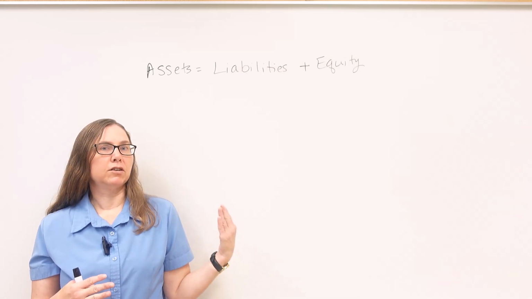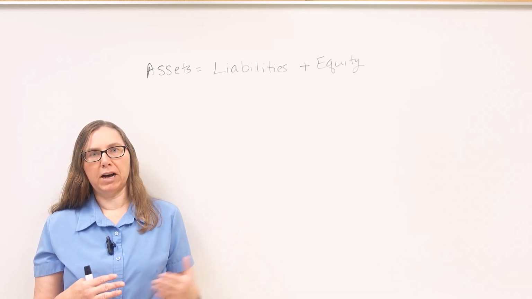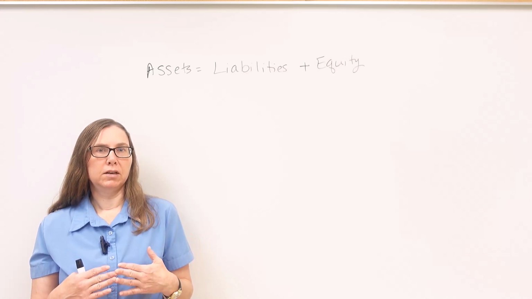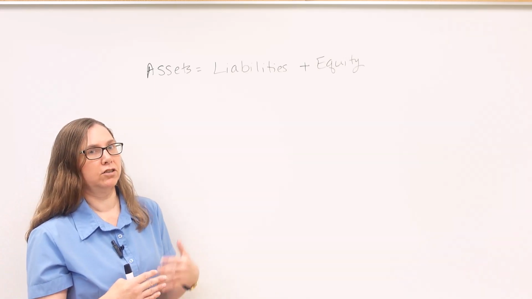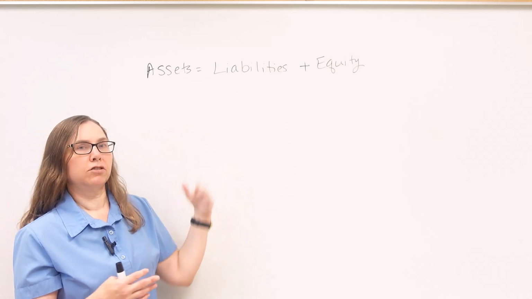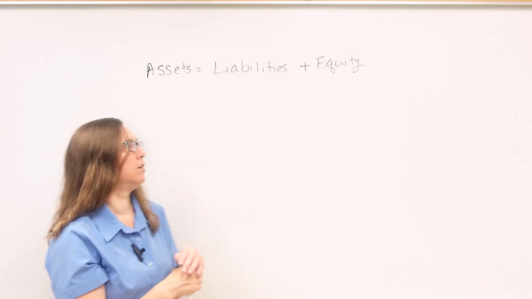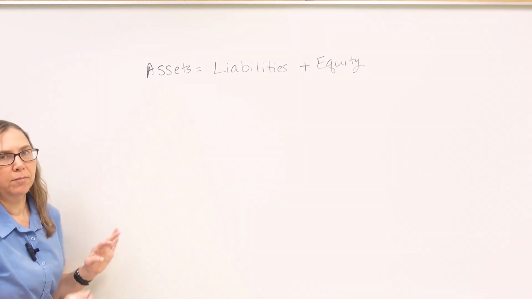This is a basic equation that should always be in balance in the company's books. Every time they have a transaction, after that transaction is entered, the equation should still be in balance. Okay, so first of all, let's talk about assets.